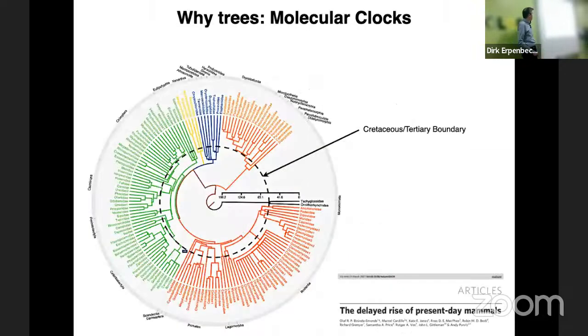Trees can also help us to answer other questions. For example, the so-called molecular clocks.